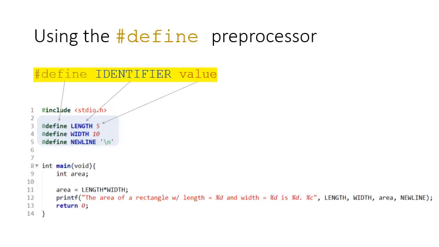constant. Define is a preprocessing directive just as include is. So there is no semicolon at the end of the line. When a program is compiled, the preprocessor replaces each macro by the value it represents. For example, this constant length is being replaced by its value, which is 5. Same for width with a value of 10, and the newline, which is an escape sequence, \n.